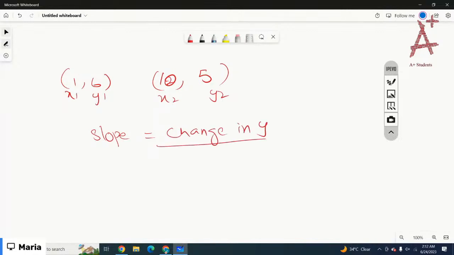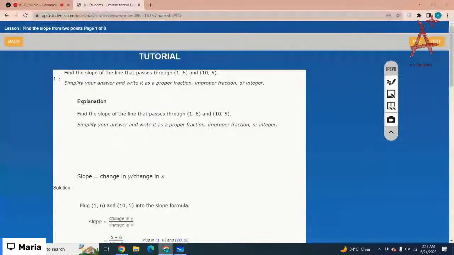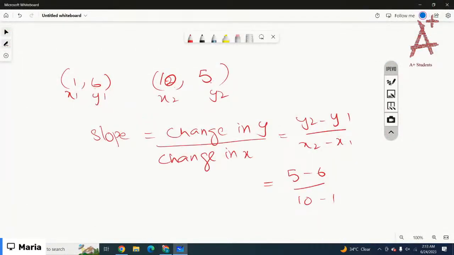change in y divided by change in x. You have to do y2 minus y1 divided by x2 minus x1. Got it? Here y2 is 5 and y1 is 6. Do 5 minus 6 and 10 minus 1. Okay, so 5 minus 6 is negative 1 and 10 minus 1 is 9. So the slope of the graph is negative 1 over 9. Got it?